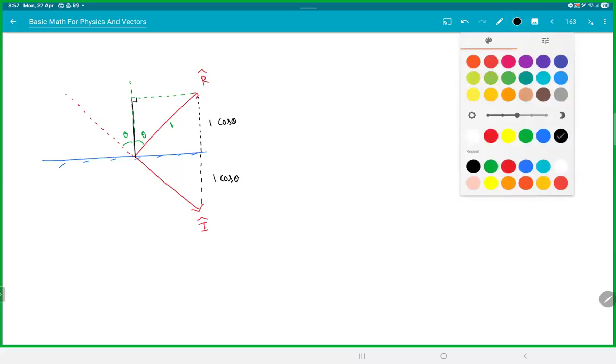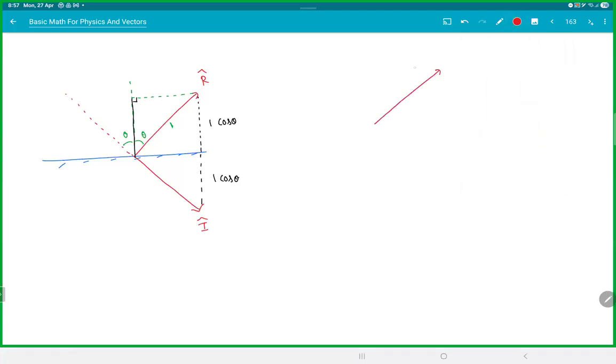Great. Now let me just redraw them again. So this is your R cap. This is your I cap. And this black one is a vector whose length is 2 cos theta. And can you tell me in which direction is this vector?